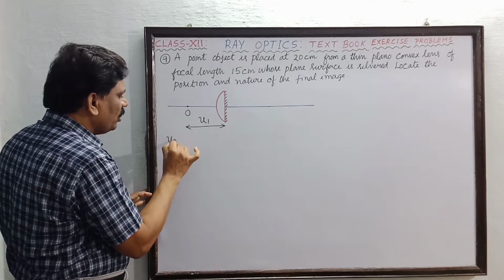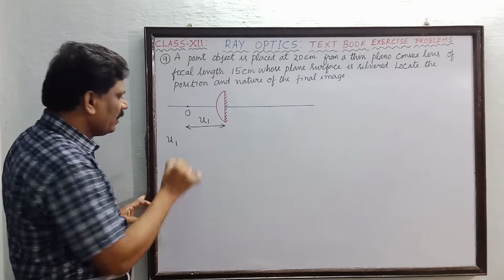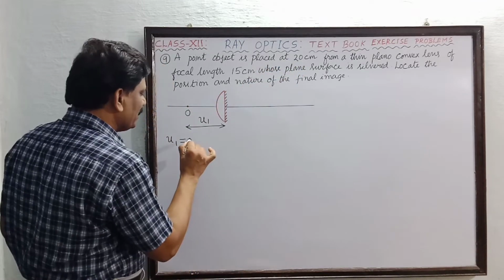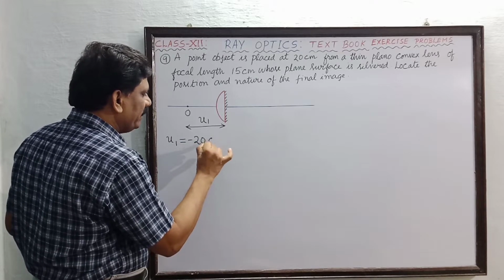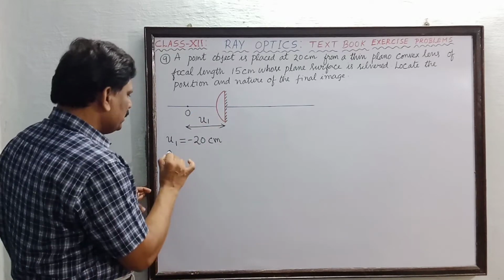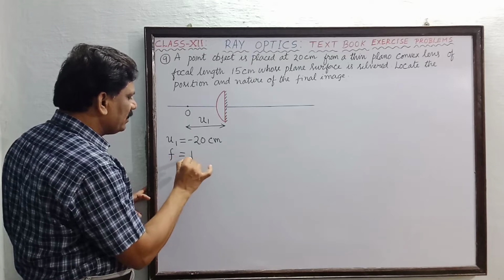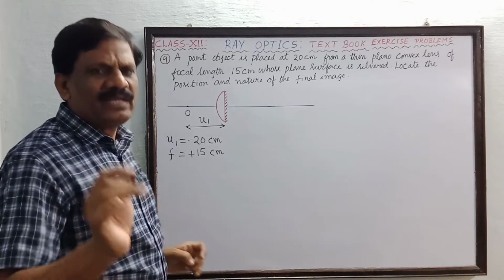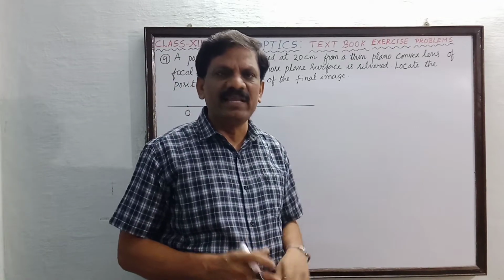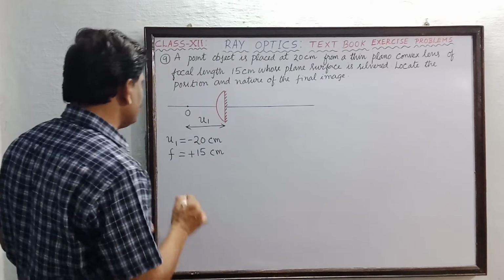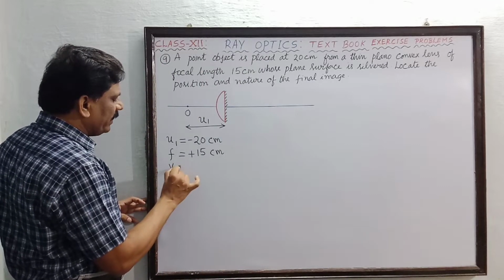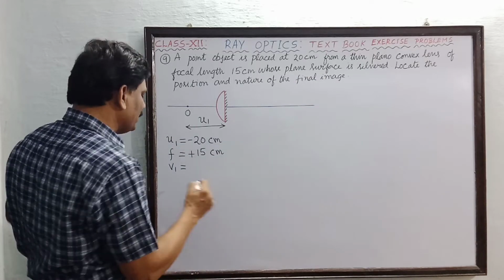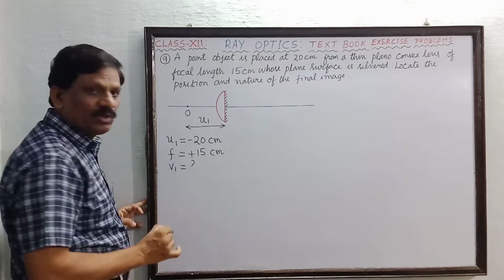Therefore, here the object distance is taken as U1 and this is to the left side of the lens. Therefore, it is minus 20 centimeter, and the focal length of the lens is plus 15 centimeter. So where will the image be formed? By using the lens equation, we have to find out where the image is formed. That is the first image that will be formed on the right side. So V1 I have to find out.